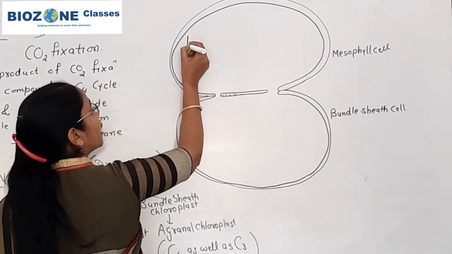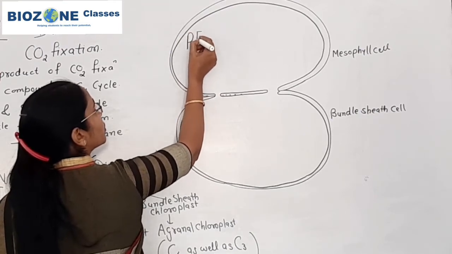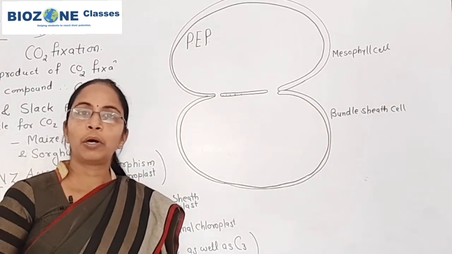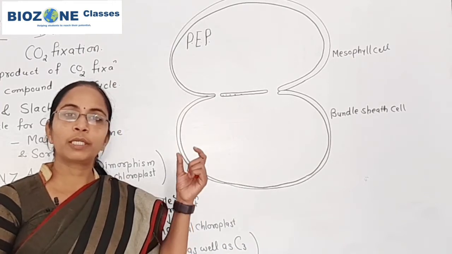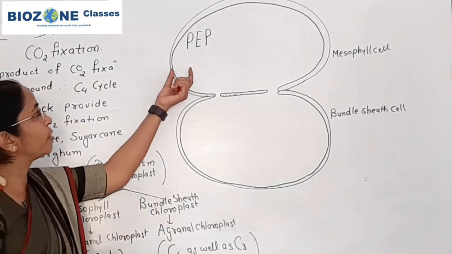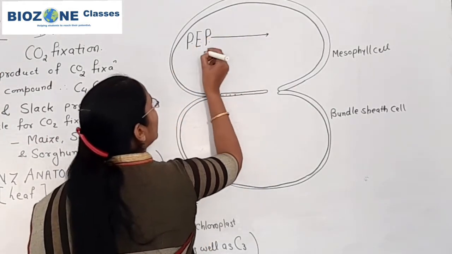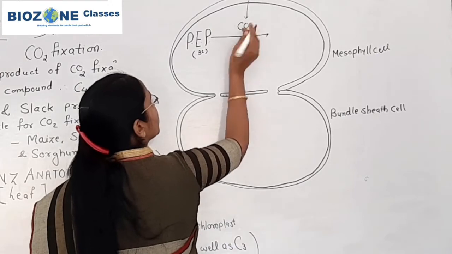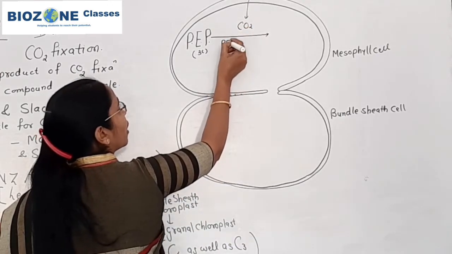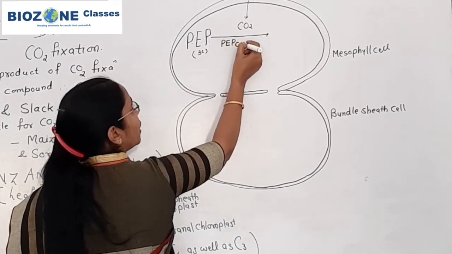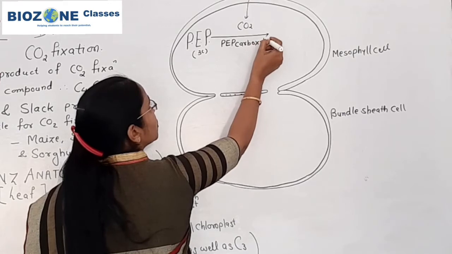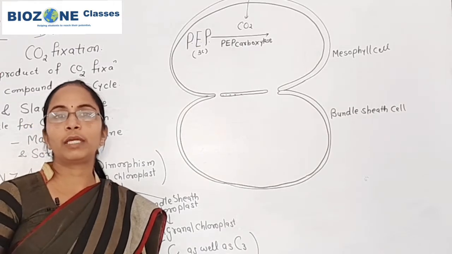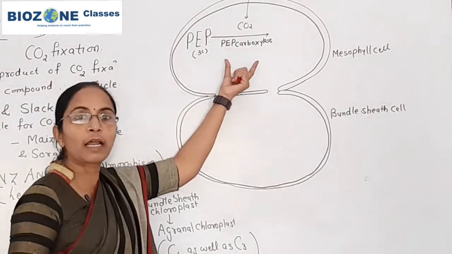Now remember the first carbon dioxide acceptor. The first carbon dioxide acceptor for the C4 cycle is phosphoenol pyruvate, or commonly it is called PEP. This phosphoenol pyruvate is the first CO2 acceptor. This is a 3 carbon compound. This 3 carbon compound absorbs carbon dioxide, and the important class of enzyme is PEP carboxylase, or PEPCase. So PEP carboxylase, or PEPCase, is an important class of enzyme.